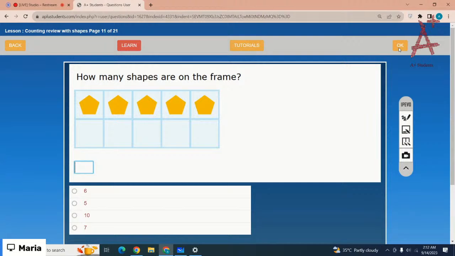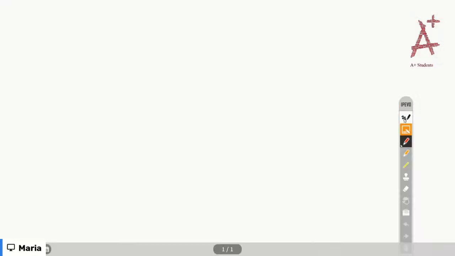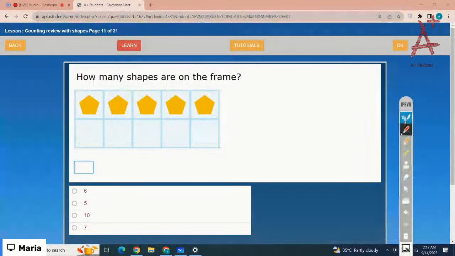How many shapes are on the frame? There are only 1, 2, 3, 4, and yes, very good. There are only 5 shapes. So the correct option is 5, right?